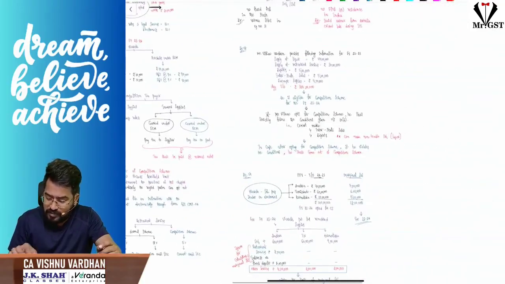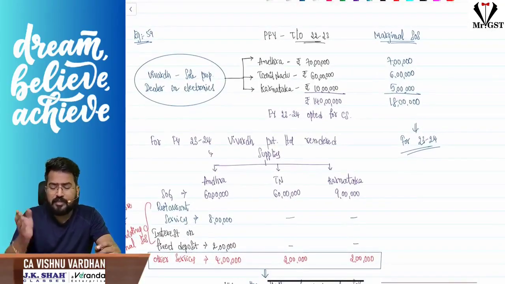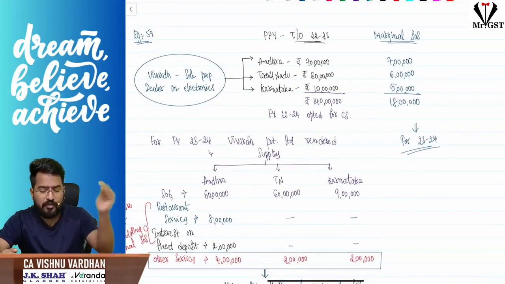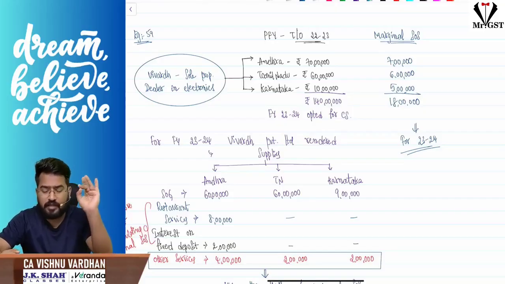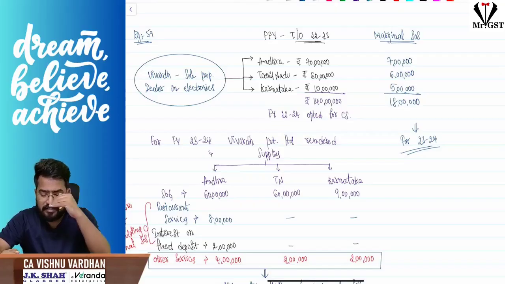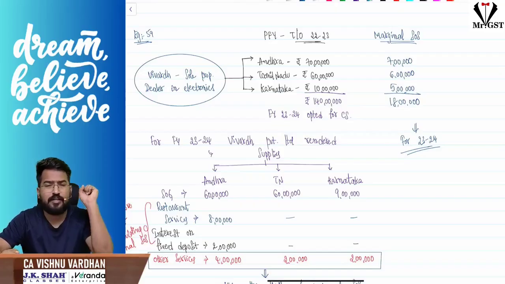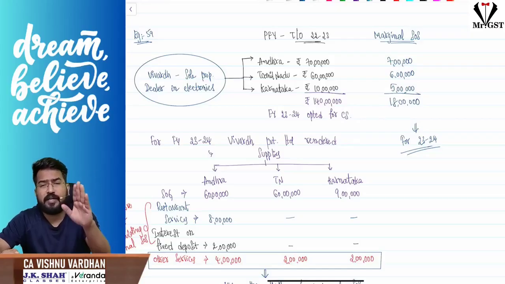That means, see for example, in the preceding financial year 22-23, you have 3 states, 3 branches, 3 registrations: Andhra Pradesh, Tamil Nadu, Karnataka. In each state you are doing 70 lakhs, 60 lakhs, 10 lakhs. That means 140 lakhs aggregate turnover. On a pan India basis we have to take the aggregate turnover, and what does aggregate turnover mean?